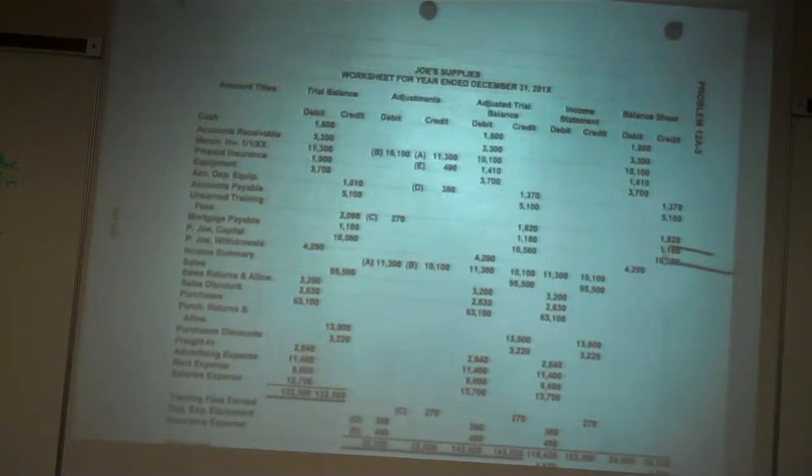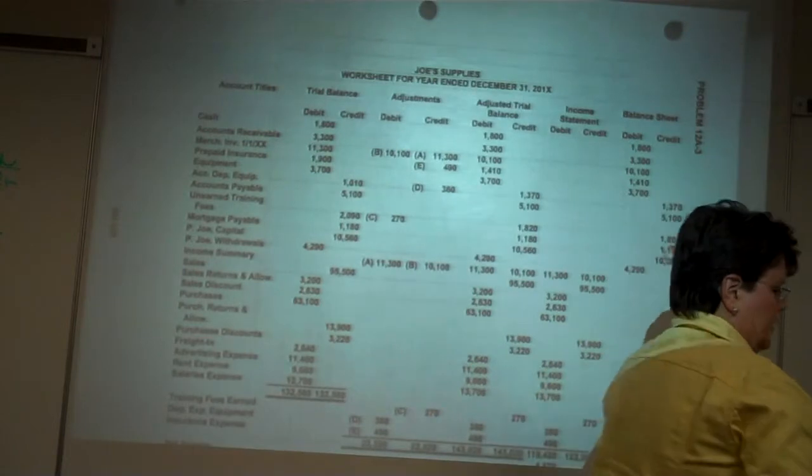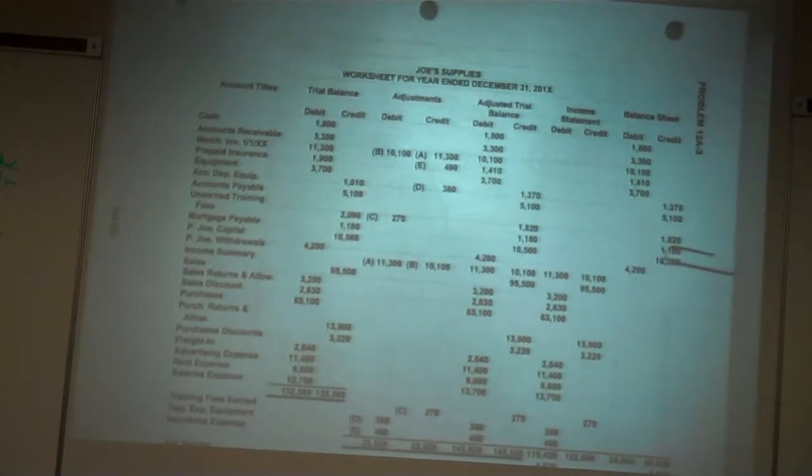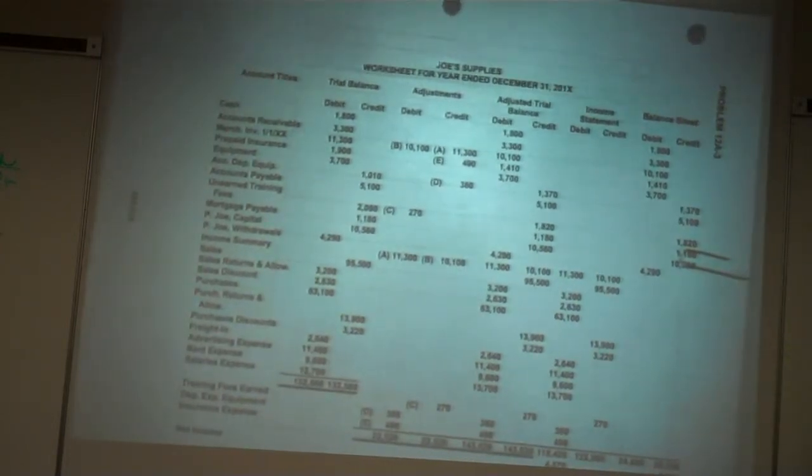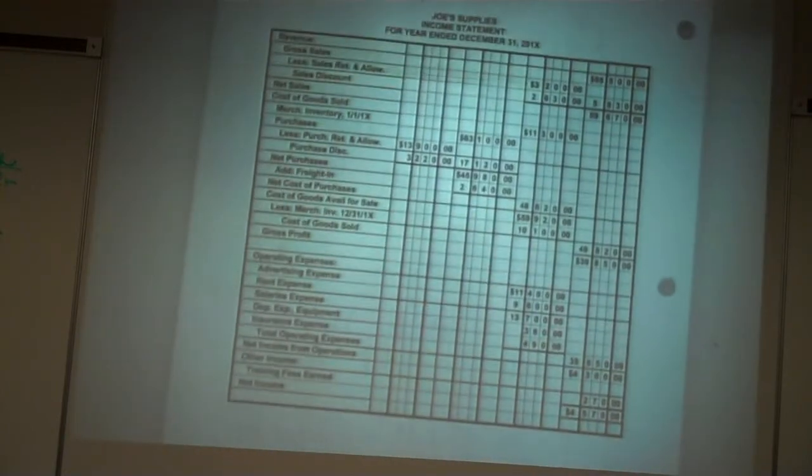This will be a continuation from our demo problem for 12. The other day, I did the worksheet for you, and we did the financial statements for it. We completed the income statement, the statement of owner's equity, and the balance sheet. Okay, we did all of those.